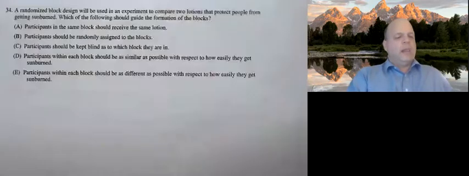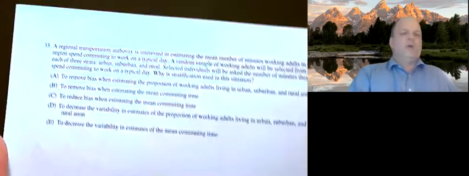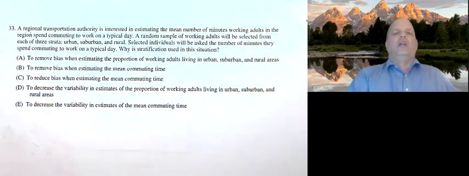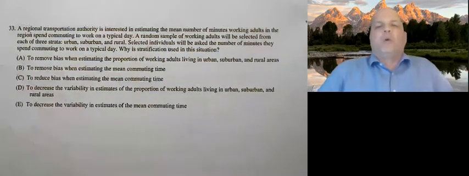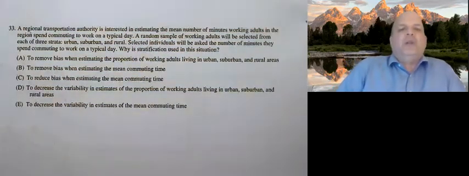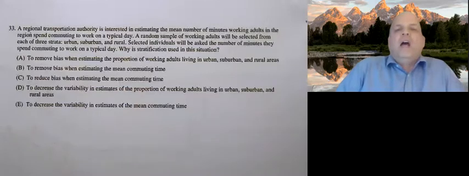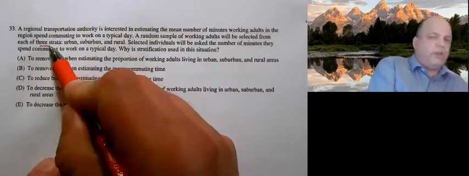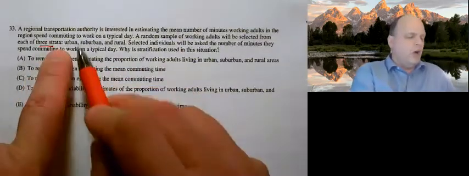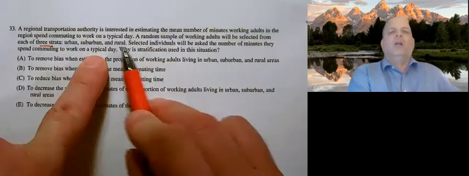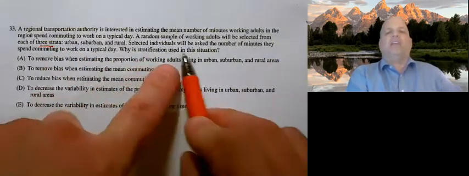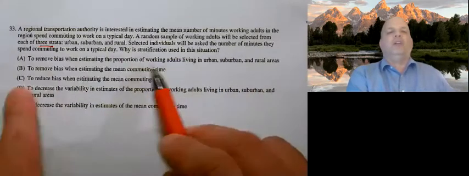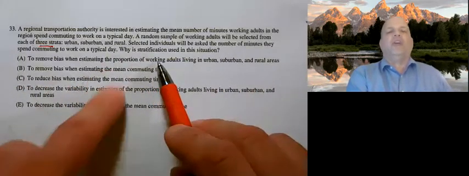All right. Okay, number 33. A regional transportation authority is interested in estimating the mean number of minutes working adults in the region spend commuting to work on a typical day. A random sample of working adults will be selected from each of 3 strata. This tells us we have a stratified survey: urban, suburban, and rural. Selected individuals will be asked the number of minutes they spend commuting to work on a single day.